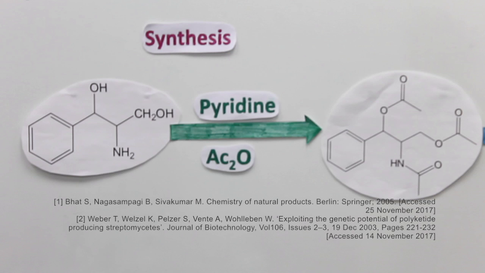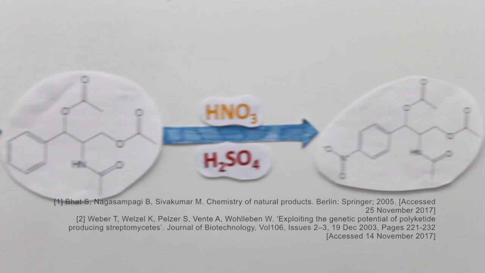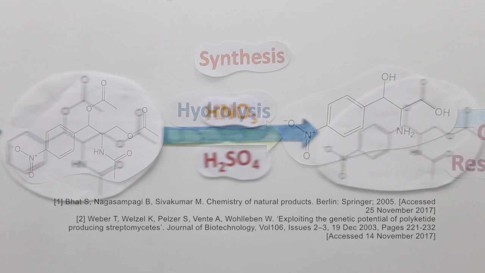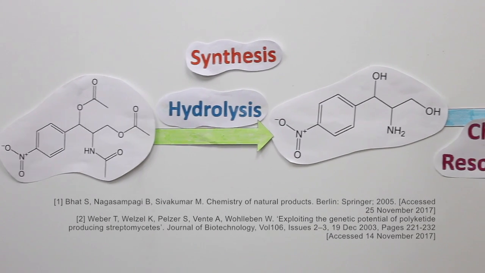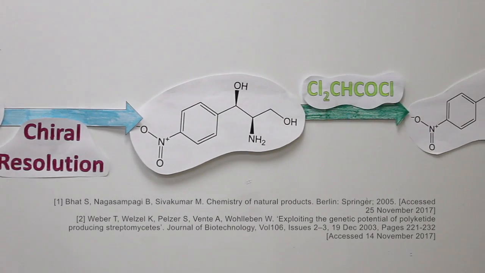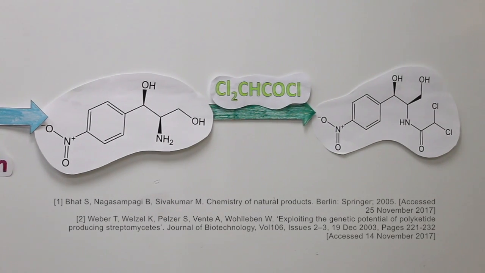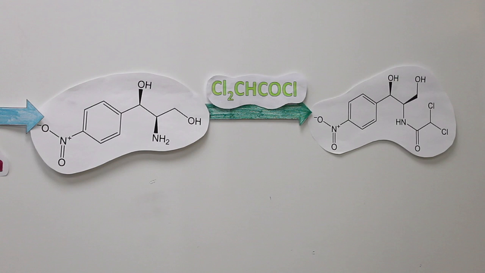pyridine is a catalyst. The acetylation product is nitrated using concentrated nitric and sulfuric acid, and the product of this is then hydrolyzed to remove acetyl groups. Through chiral resolution, the racemic mixture is separated and the stereoisomer is acetylated with dichloroacetyl chloride at the amine to produce a high yield. Thanks to these techniques, we don't need to spend a lot of time culturing bacteria to produce chloramphenicol.